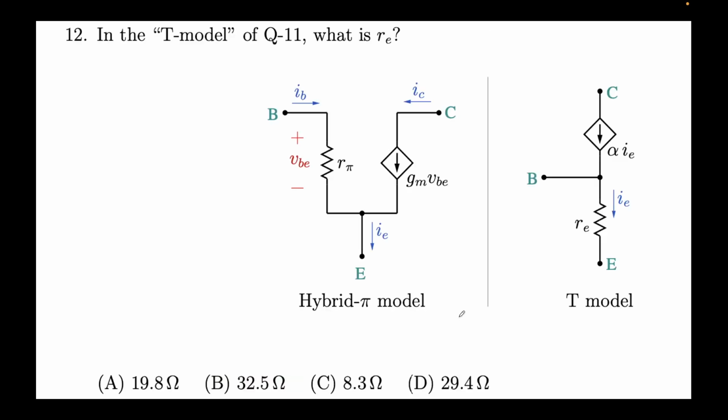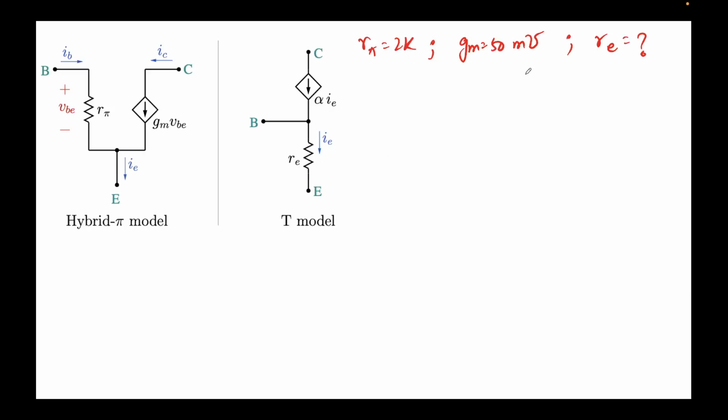Now the second part of the problem asks, in the T model, what is RE. This is the T model that we have. We already have alpha, which was 0.99, and we need to find the value of RE. How do you find RE? If you apply Ohm's law across RE, you will get VB minus VE, this voltage minus this voltage, equal to IE times RE.